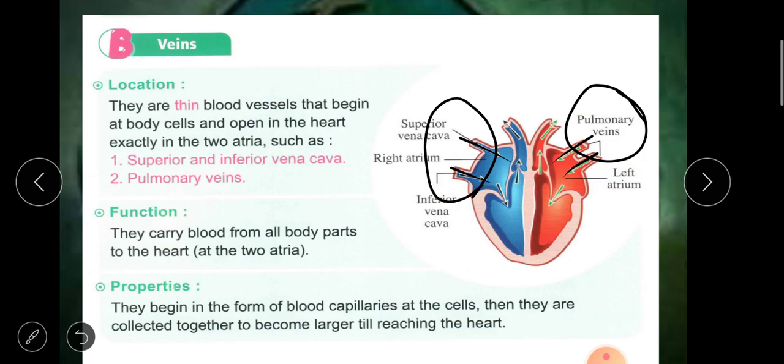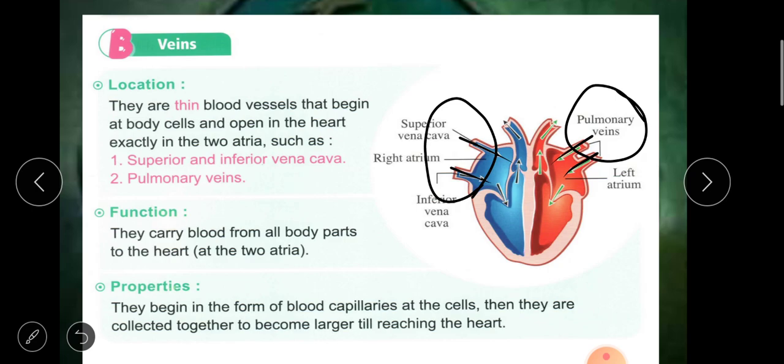What is the function of these veins? They carry the blood from all the body parts to the heart. So it is the opposite of the arteries. The veins take the blood from all the body and give it to the heart.